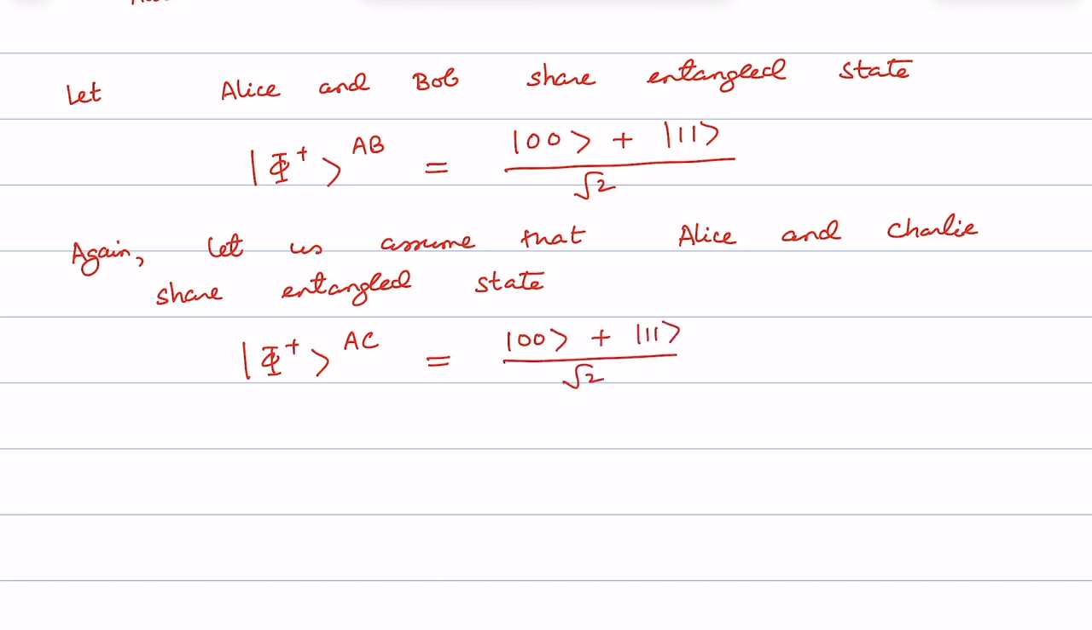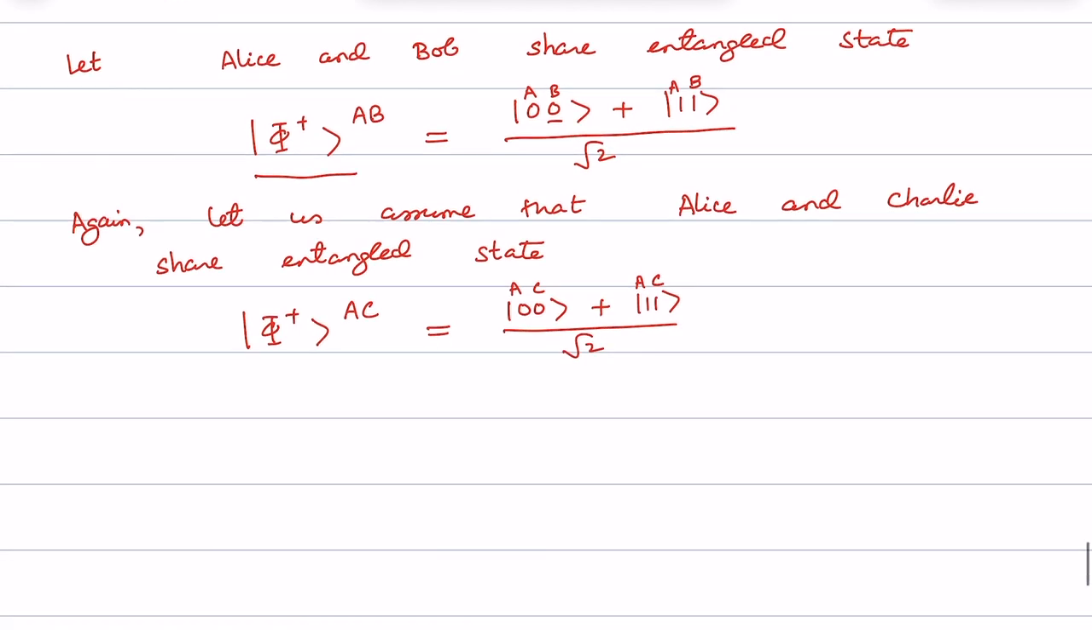The first qubit belongs to Alice here in this case, and the second qubit belongs to Bob. Here the first qubit belongs to Alice, and the second qubit belongs to Charlie. And what we are ultimately going to show by this protocol is that this entanglement can be shared between Bob and Charlie.